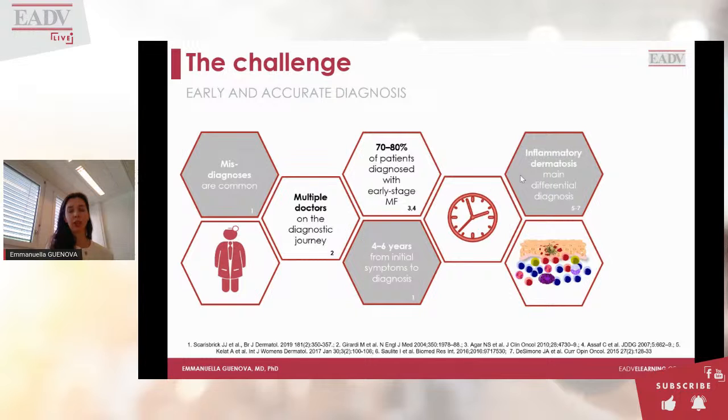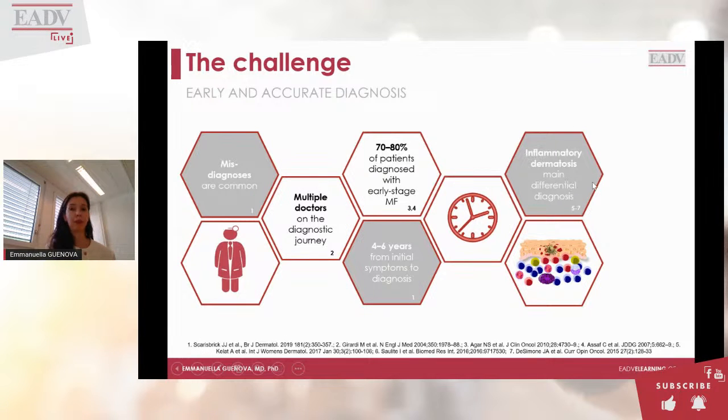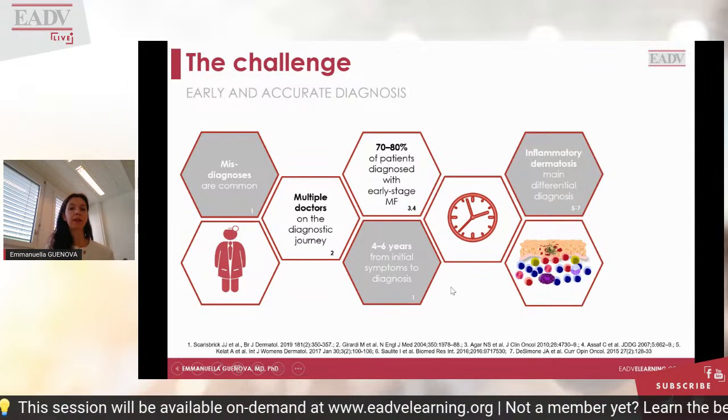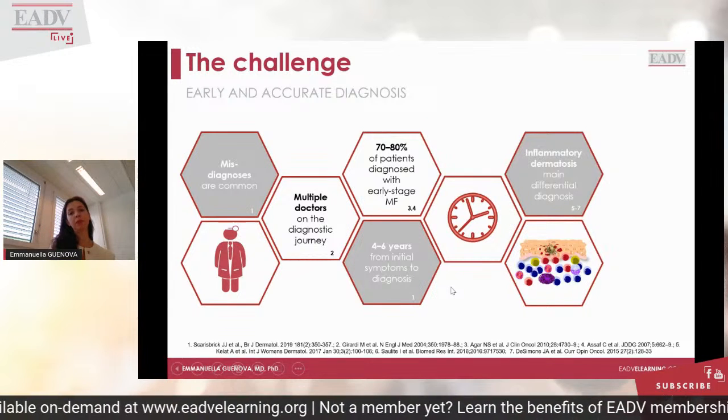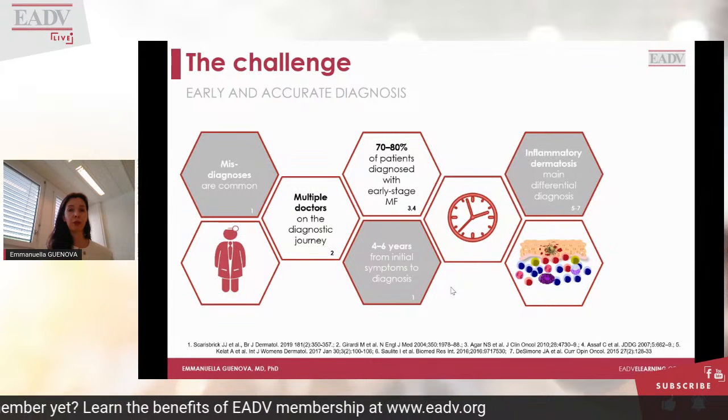And here comes the challenge. We have a rather common cutaneous T-cell lymphoma relative to the whole group of lymphomas. Then we have 70 to 80% of all patients that present in the early stage of the disease, which is very difficult to diagnose, the main differential diagnosis being inflammatory skin conditions. Most of those patients are misdiagnosed or not diagnosed. They have a very long doctor journey behind them, with 4 to 6 years on average from initial skin symptoms to the final diagnosis. So here the main challenge is the early and accurate diagnosis.